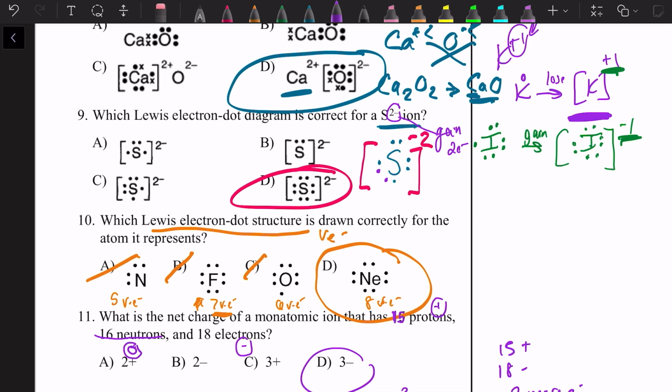If you write 3 negative, or 3 minus, or -3, that's the same thing, okay? So if you had more protons, it would be positive. If you had more electrons, it is negative. So you could essentially draw 15 pluses, and all of the minuses, you have extra ones, which makes it the negative charge.